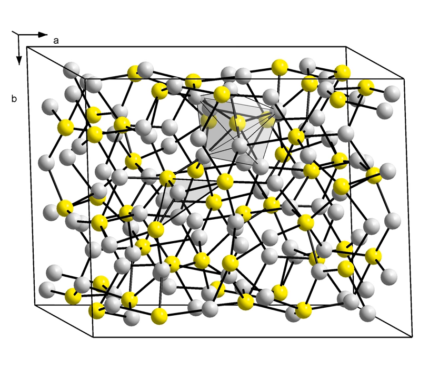Copper sulfide is a chemical compound of copper and sulfur. It is found in nature as the mineral chalcocite. It has a narrow range of stoichiometry ranging from Cu1.997S to Cu2.000S.